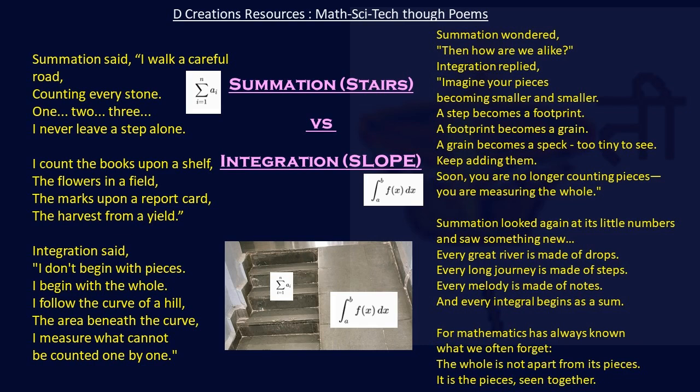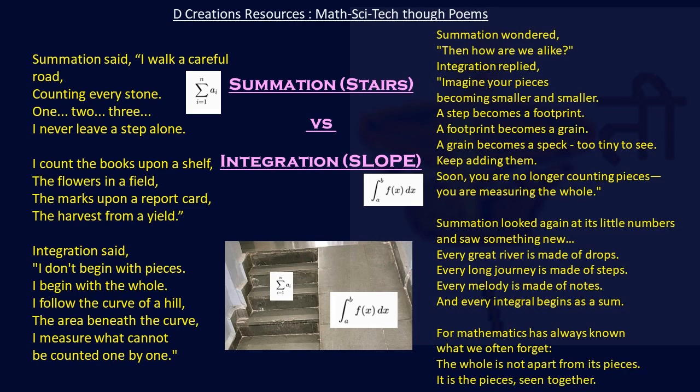In summation, we are adding the pieces, so it deals with discrete quantities, things that can be counted individually, like counting books on a shelf. And we also have a specific symbol for summation that you can see here on the screen. So we basically go on adding the first value, the second value, the third value, until the nth value here. And we say summation of i going from 1 to n of a_i.